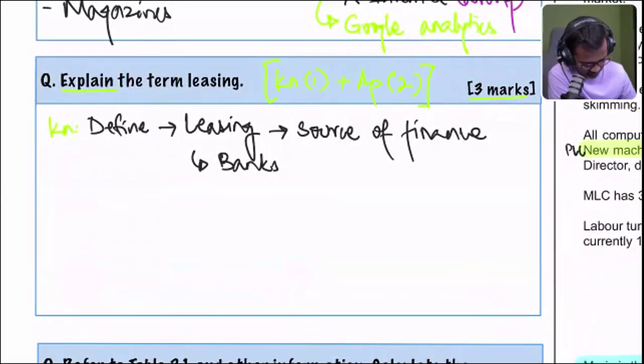I guess I should use it in the second part. So for knowledge, just mention that this is a source of finance that you can easily get from banks on monthly installments. Yeah, that might do it. That's a good one.